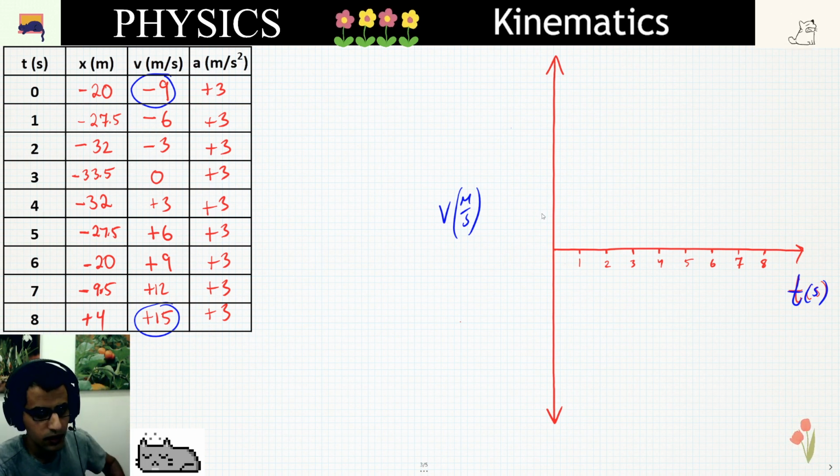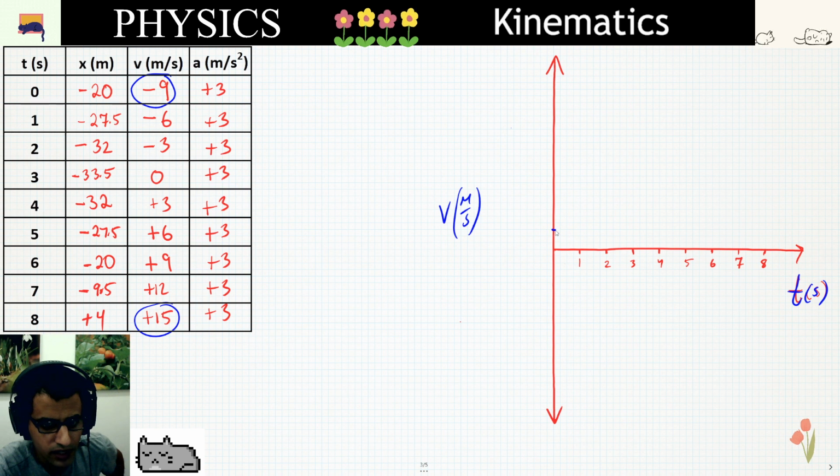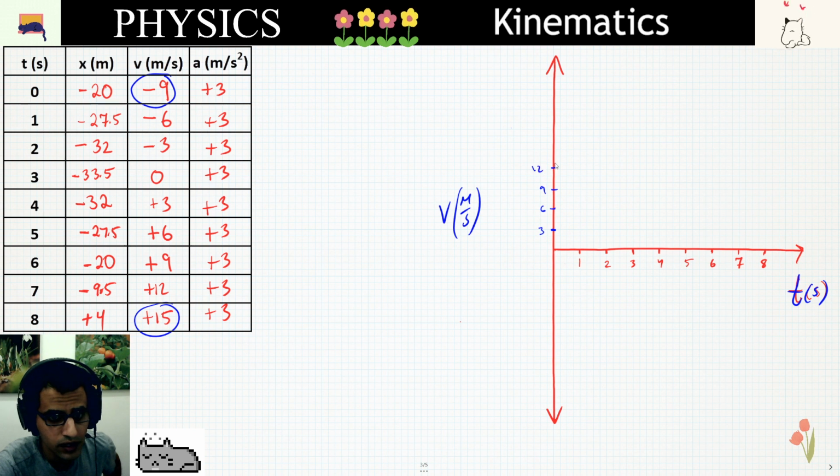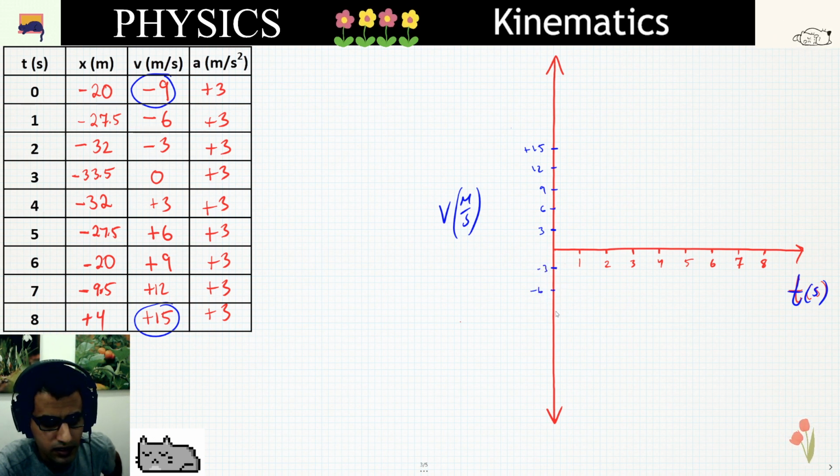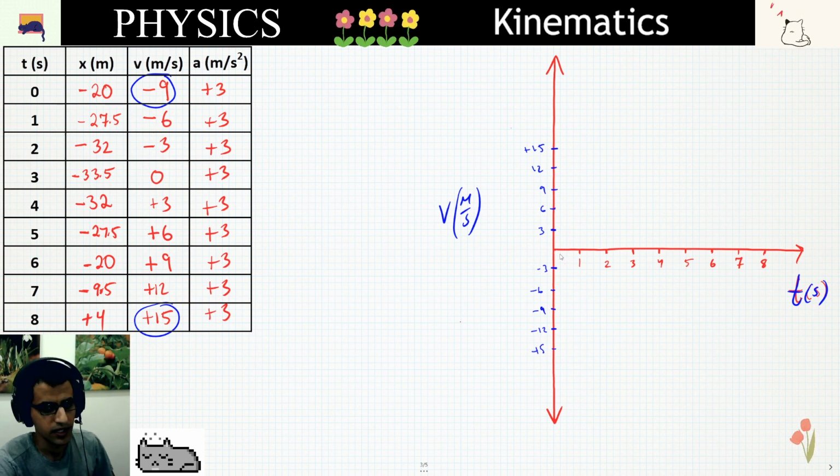Let's see, I guess in threes makes sense. So every 3 boxes, I'll just label it as 3. So 3, 6, 9, 12, 15. Positive 15 is going to be my highest value, and then I have to go down -3, -6, -9, -12, -15. Okay, now I can start plotting my data points.